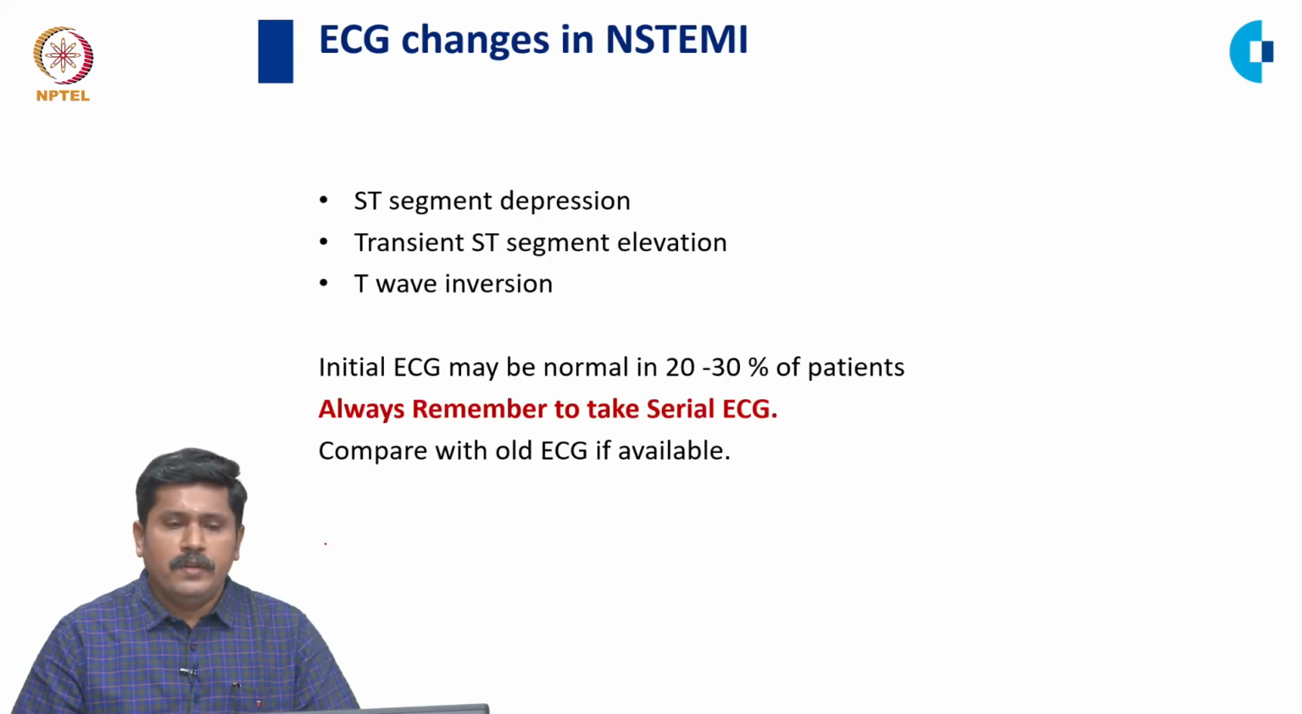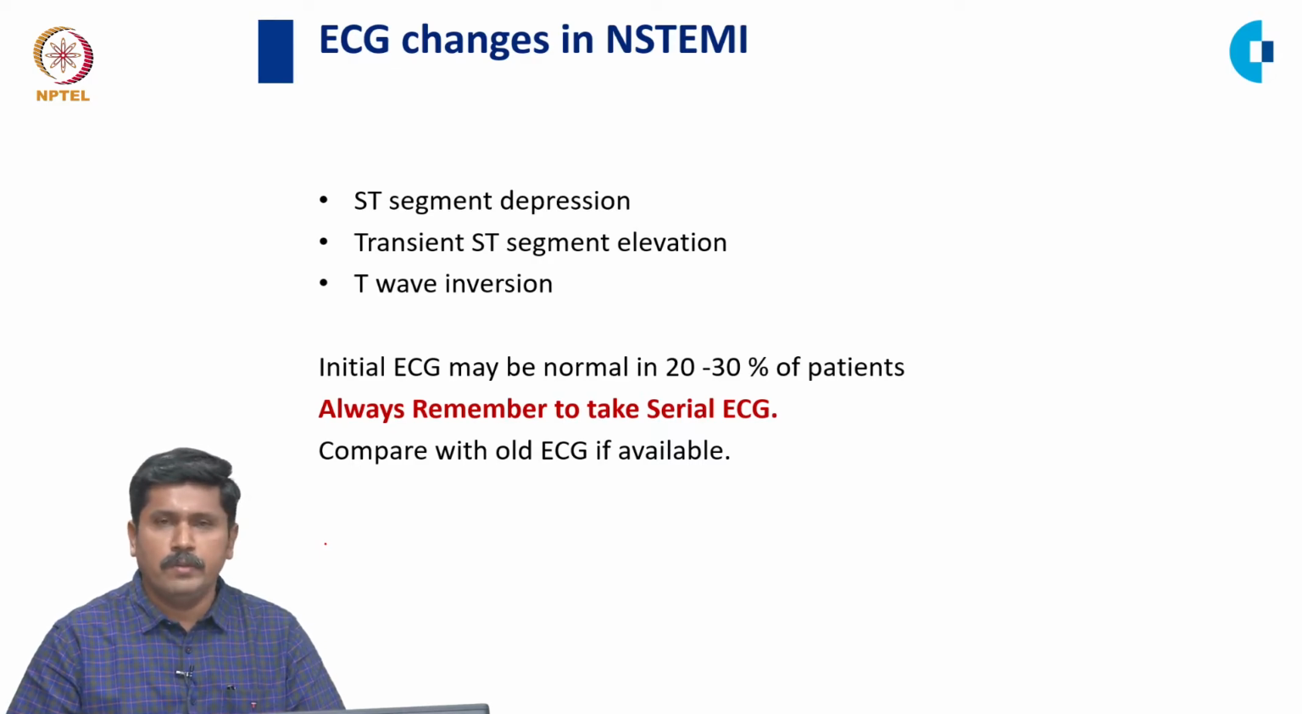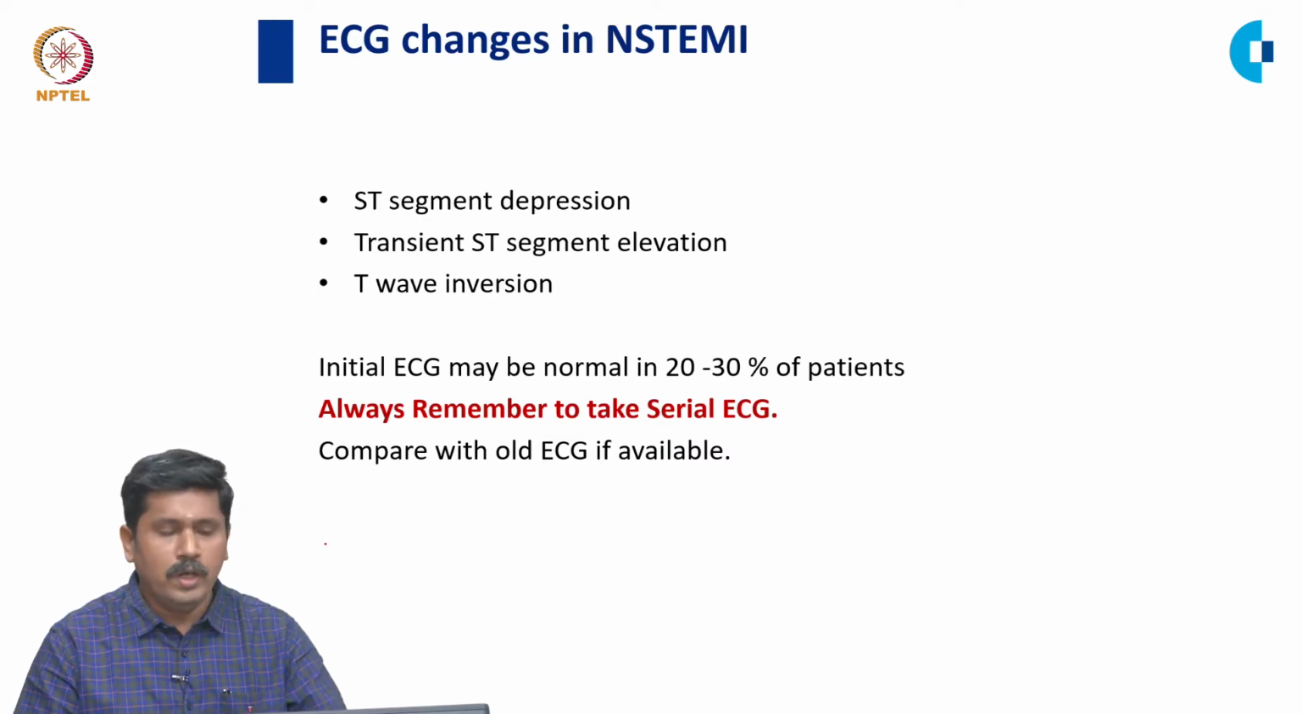The most common ECG manifestation in a patient with a non-ST elevation MI is ST-T wave changes. The first one is ST segment depression, next is T wave inversion. Although rare, ST segment elevation, if present, will be a transient one, that is less than 20 minutes. Always remember that an initial ECG may be normal in approximately 20 to 30% of patients with non-ST elevation MI. So there comes a need for serial ECGs. If the initial ECG is normal, always remember to take serial ECGs to identify any dynamic changes occurring over a period of time. If available, the present ECG should always be compared with the old ECG to check whether the changes are newer or older ones.